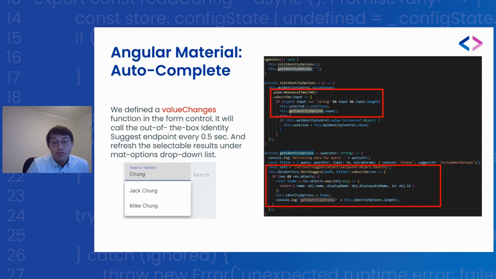In the form control, which in this case is myIdentityControl, we define a valueChanges function. The valueChanges function will call the out-of-the-box identity suggest endpoint every half second and refresh the selectable results under the available list, which is the mat-option drop-down list. It means every half second, the autocomplete function will grab the value from the input field, retrieve the values from the backend, and update the selectable list options.